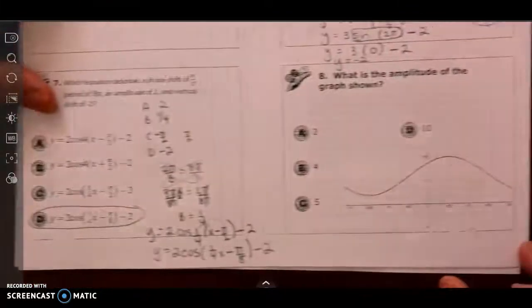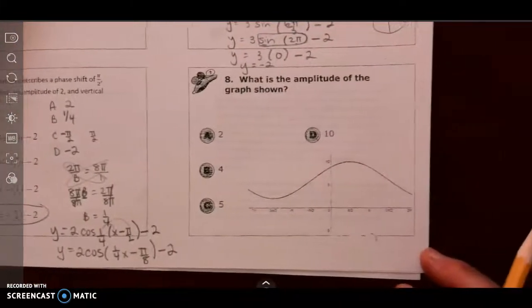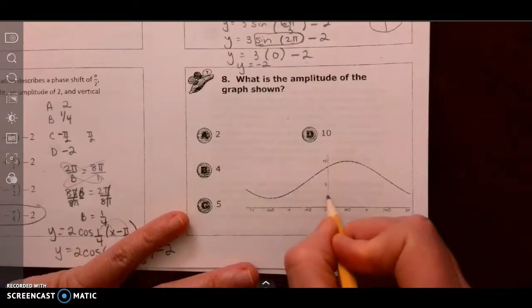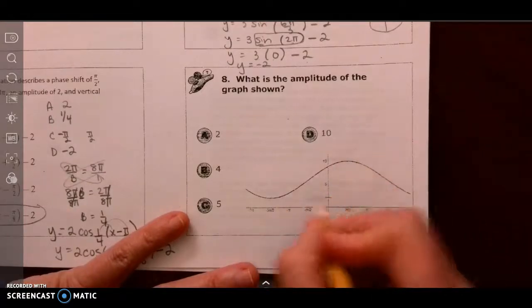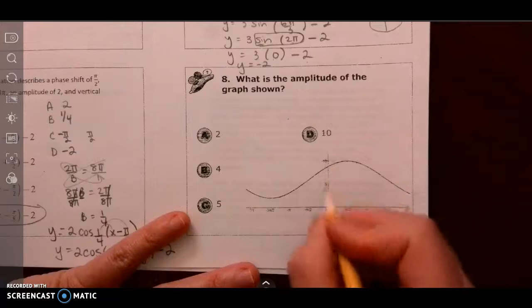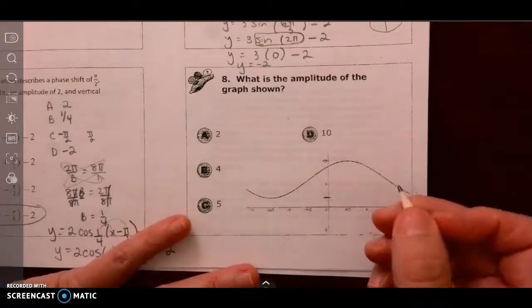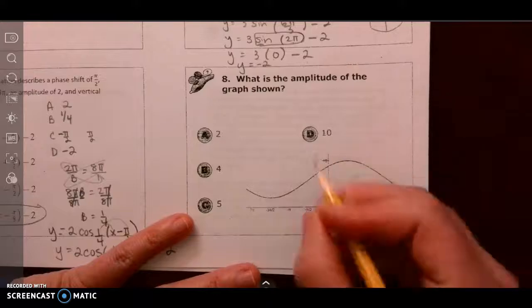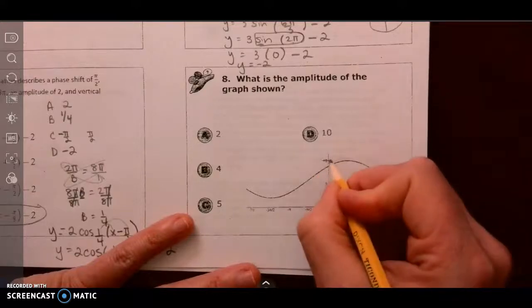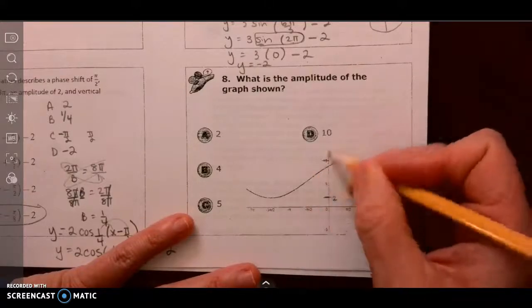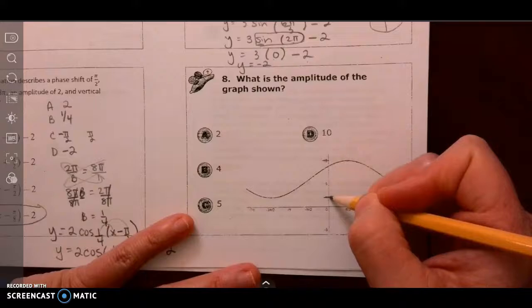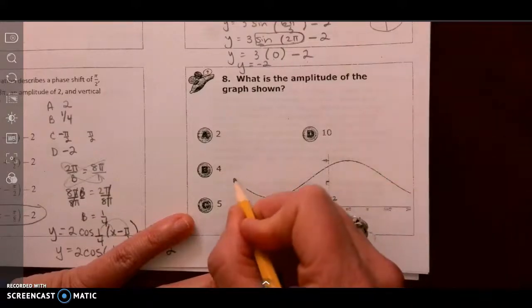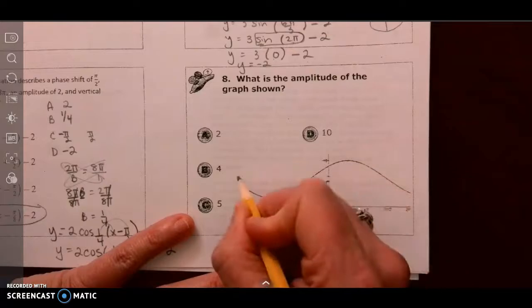Right, number 8. What is the amplitude of the graph shown? First it looks like this is here, and this goes to 10. We're going to see here, in the middle, I am assuming that this is 2, and this goes to 10, so this is 8, which means I'd have to go up 4 to 6. Maybe the 6 would be right here.